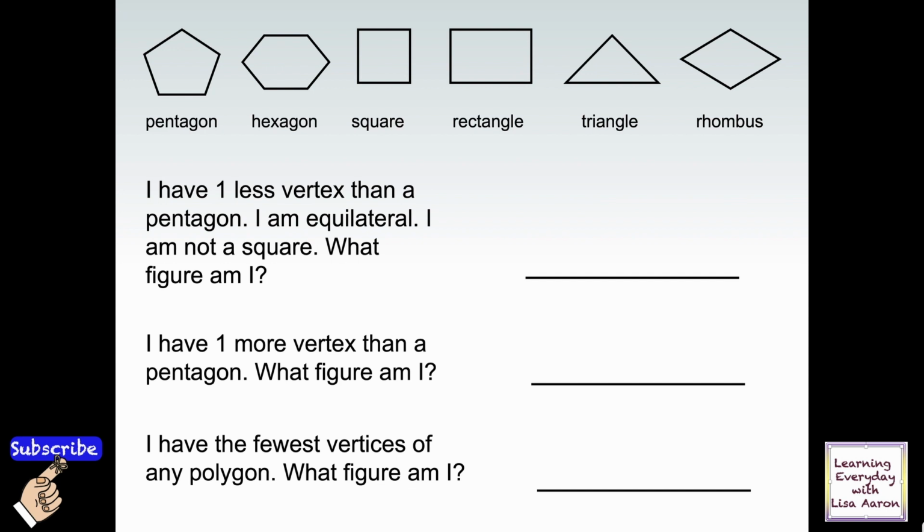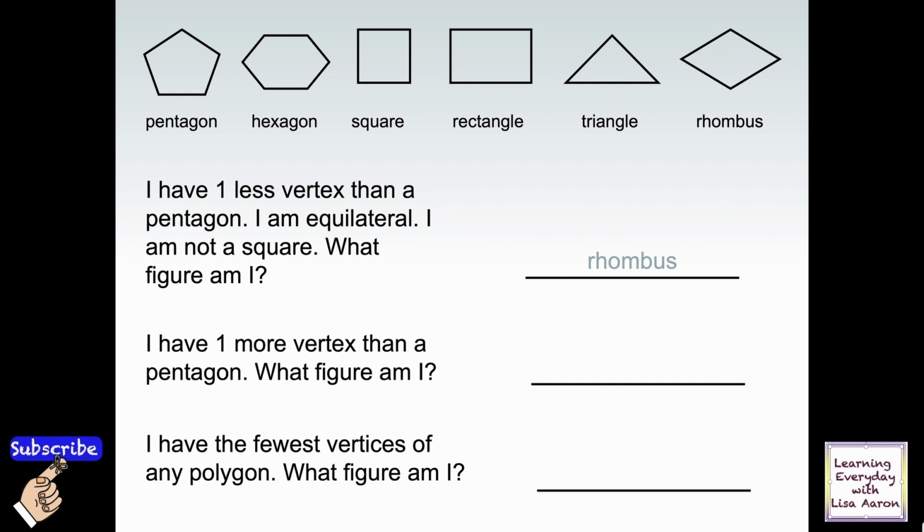Let's figure this out. I have one less vertex than a pentagon. I'm an equilateral. I am not a square. What figure am I? A rhombus. Did you get it? I have one more vertex than a pentagon. What figure am I?